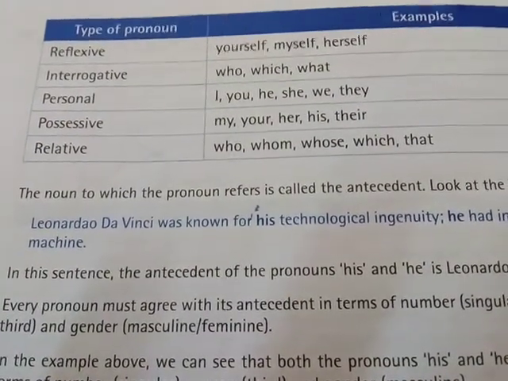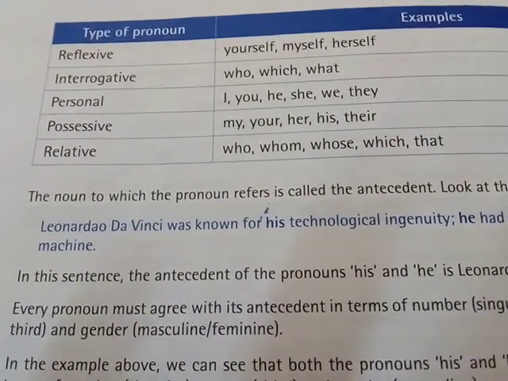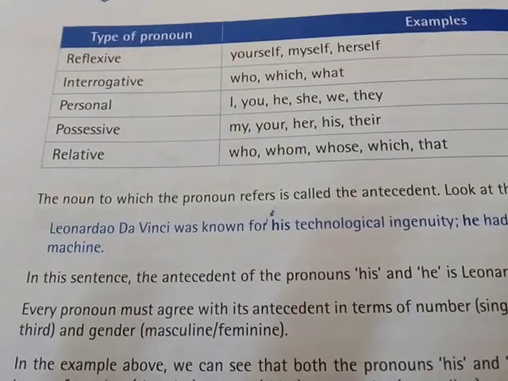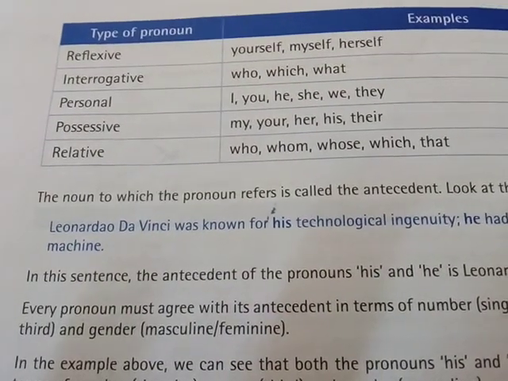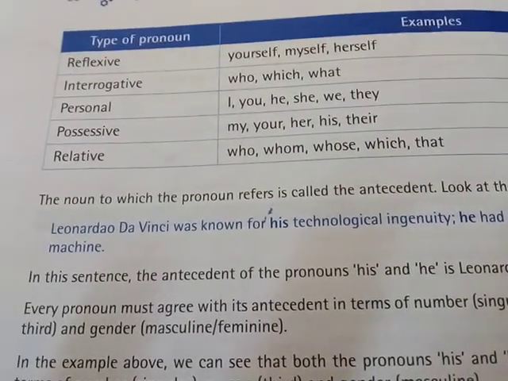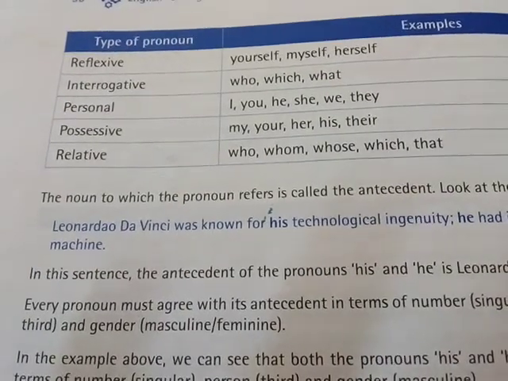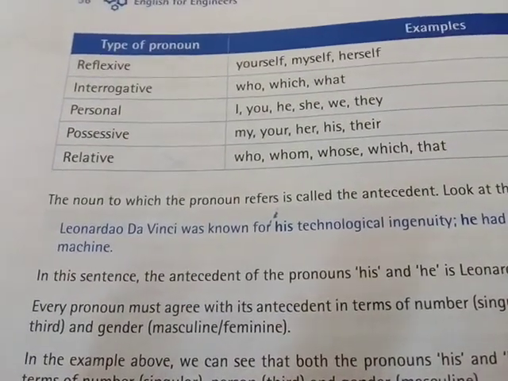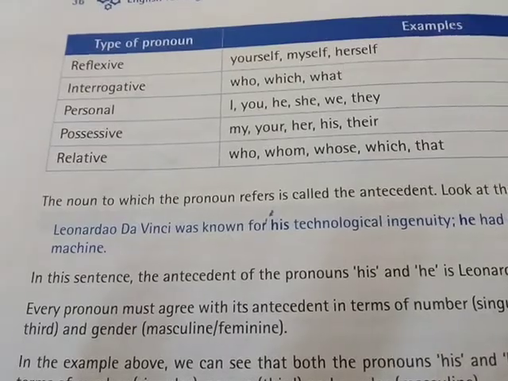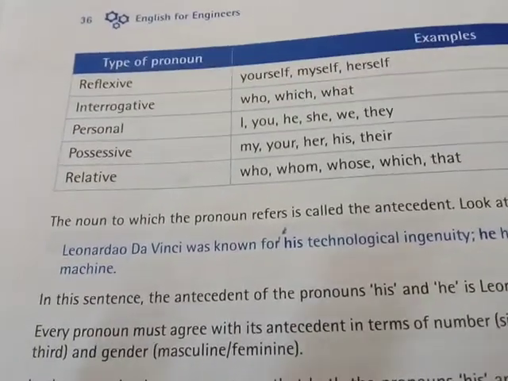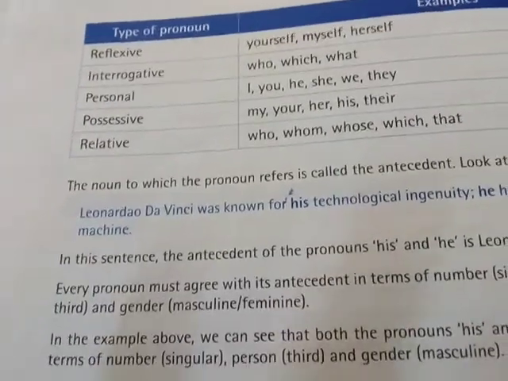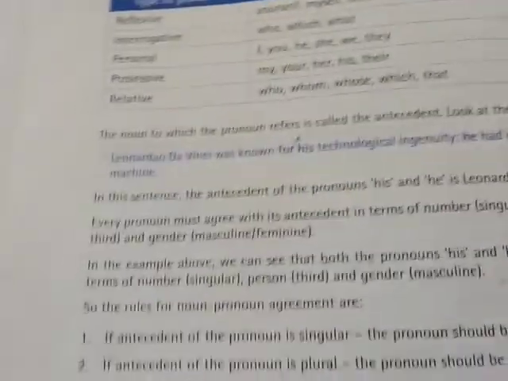For example, Rabindranath Tagore, to whom the Nobel Prize was given in the year 1913. So who, whom, whose, which, that come under the category called relative pronouns. So these are the different kinds of pronouns. So let us look at some of the examples given here.